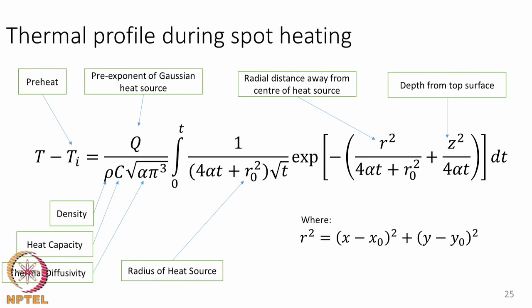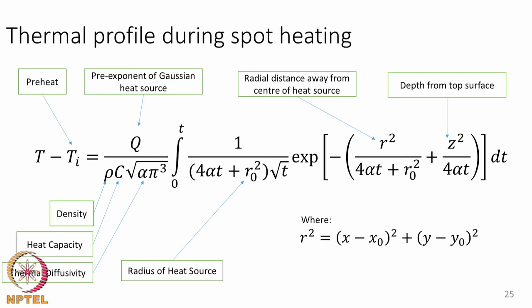The thermal profile during spot heating, that is when the heat source is Gaussian but not moving, is given as follows. You can see that it is an integral of an exponential function, which has x, y and z variables, which means that as a function of various distances away from the center of the heat source in all three directions, you can find out the temperature. By evaluating this integral at various distances and times, you can find out how the temperature field evolves in the entire domain. This requires numerical integration, and one can use a language such as MATLAB to achieve the solution in a numerical form.